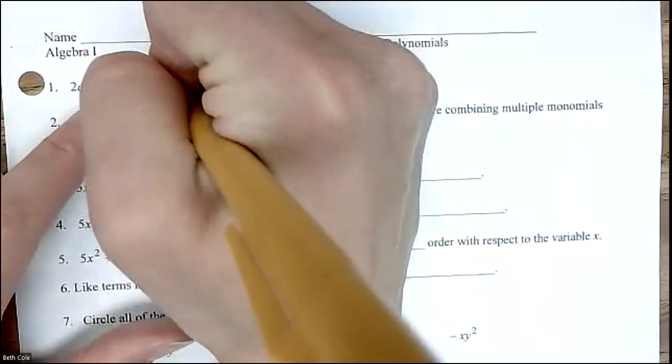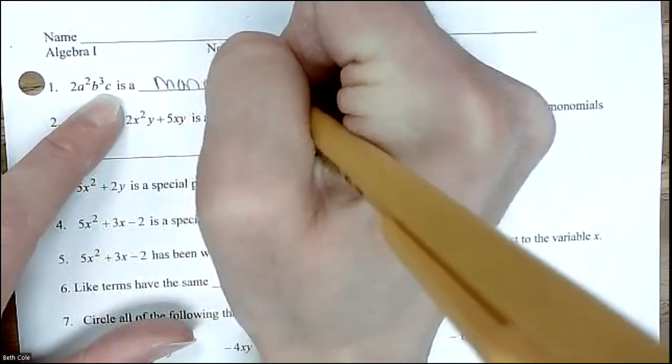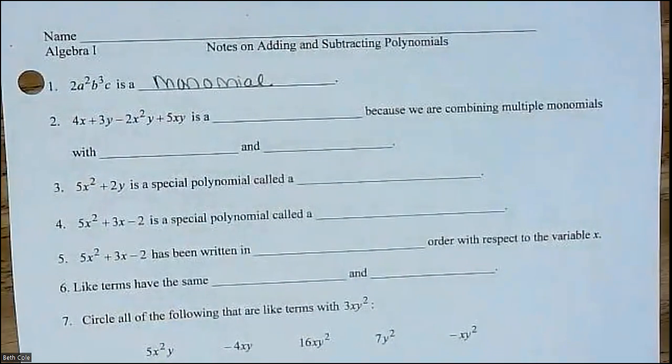No, that is what's called a monomial. What does mono mean? One. Like there's nothing added or subtracted. It's literally just one term. It's like one thing is a monomial, okay?